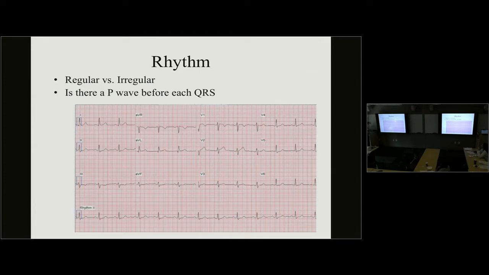The first thing to look for is, is there a P wave before every QRS? So if you look down the bottom here, you can see that there's a P wave before each of these QRSs. And if we had calipers, which we don't, you could put them like this, and then go like this and say, yep, they're all the same. Looks like the same rate throughout, so then you would be able to say that the rhythm is regular.